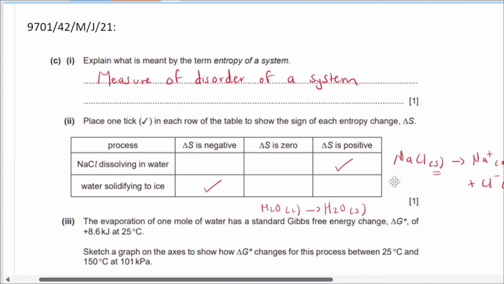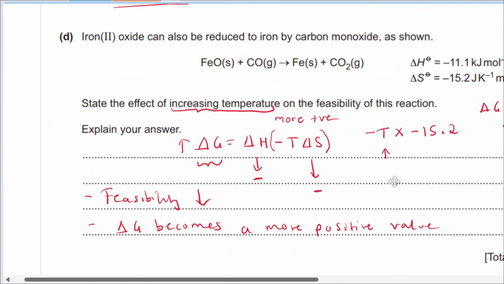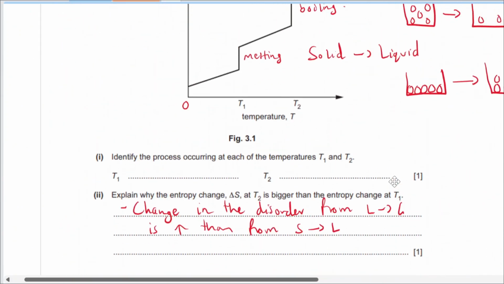And that's it. We are done with entropy past papers, and these 4 questions are very good representations of how entropy comes in the exam.